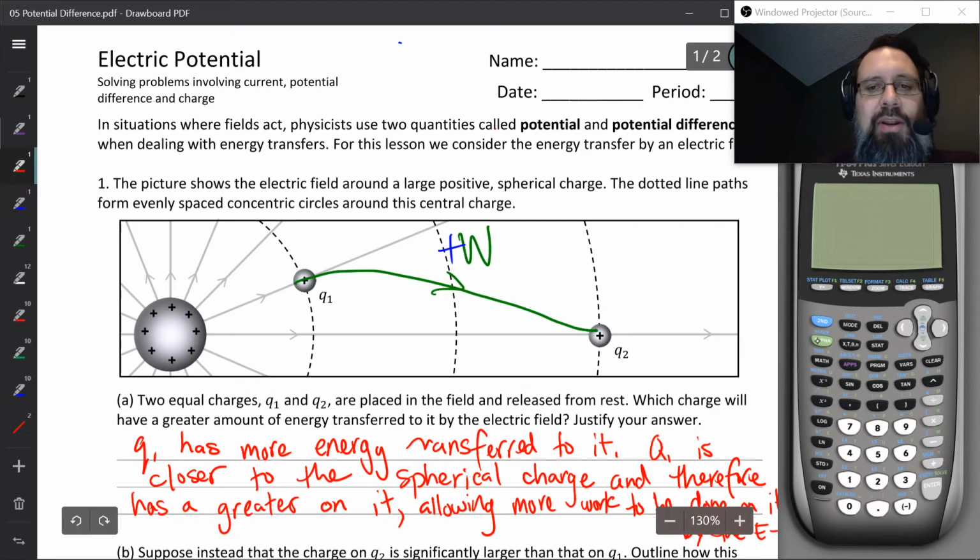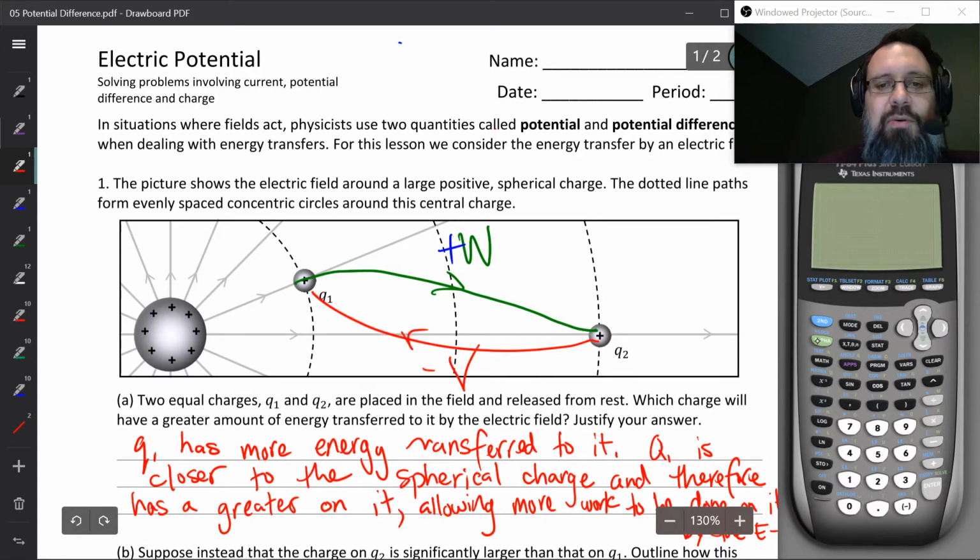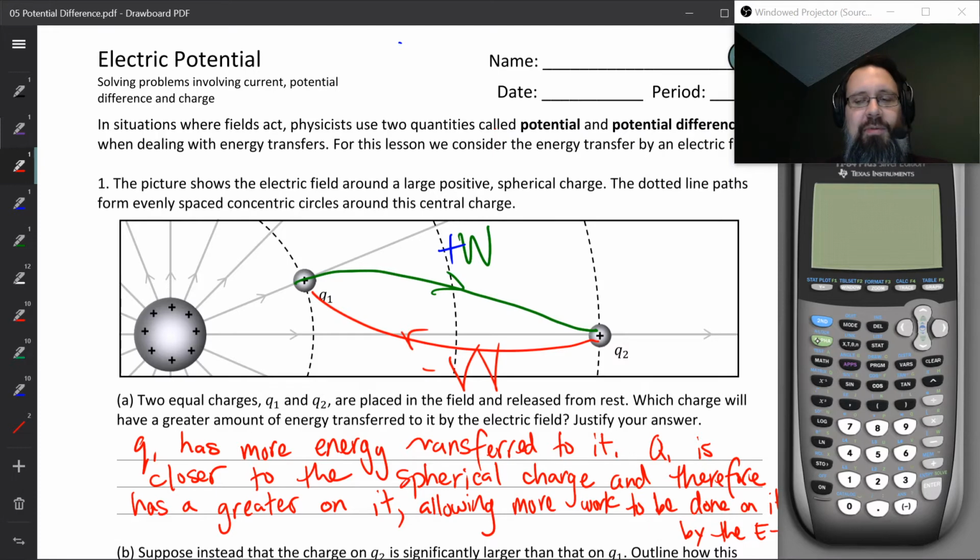But if we wanted to bring it back in, there would have to be negative work being done. It would slow down if it tried to move the other way. Like if we tried to shoot it at the sphere, it would slow down as it approached. So that's what we really want to talk about: the potential difference between 2 points. That ends up being really useful to us, as we'll see on the back of this page.